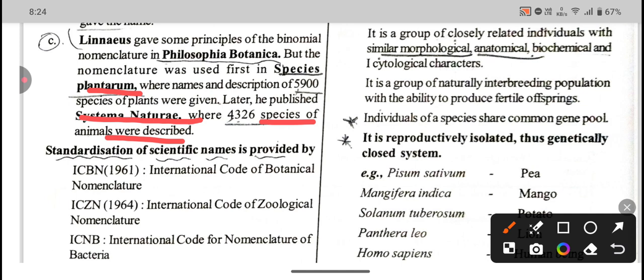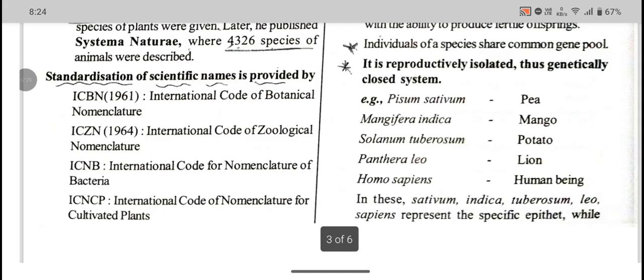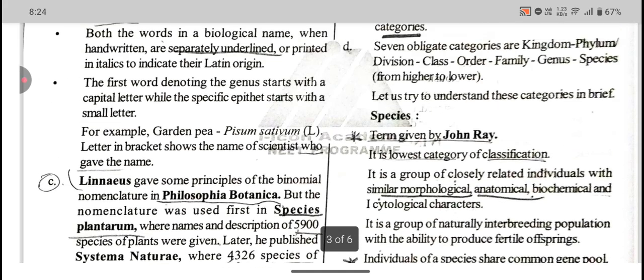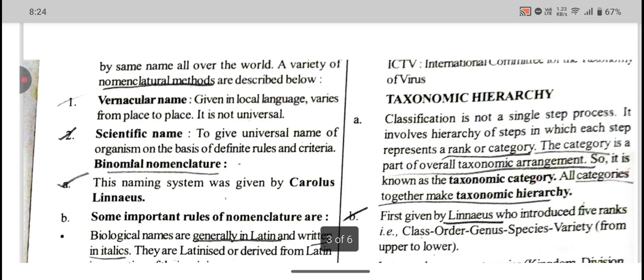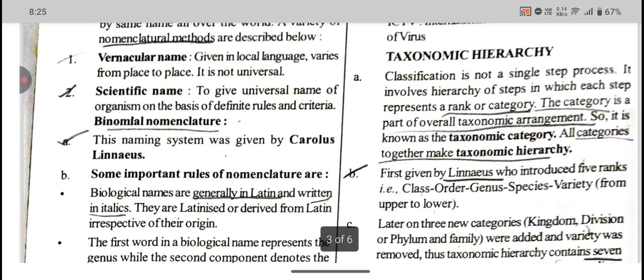The standardization of scientific names is provided by ICBN, the International Code for Botanical Nomenclature; ICZN, the International Code for Zoological Nomenclature; ICNB, the International Code for Nomenclature of Bacteria; ICNCP, the International Code of Nomenclature for Cultivated Plants; and ICTV, the International Committee for the Taxonomy of Viruses.